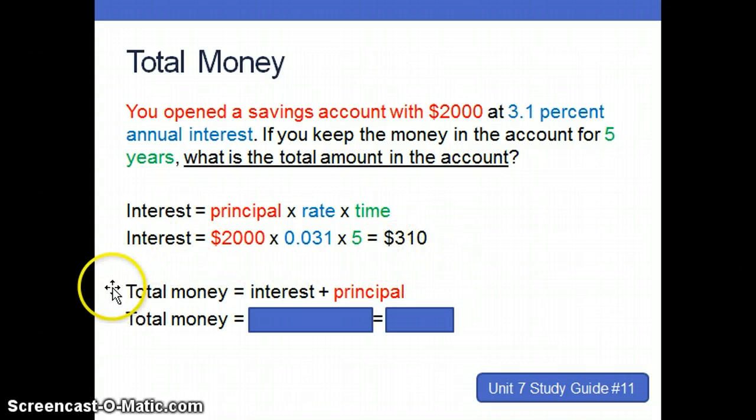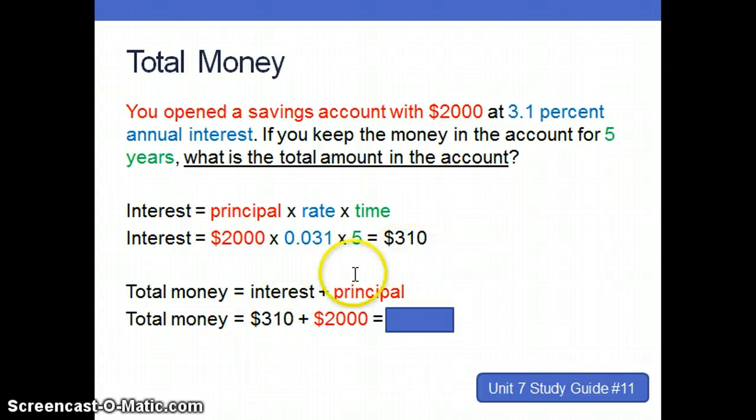And then your second step, you found your total money. You took your interest from the first step, $310, added it to the money that you started with, your principal, which was $2,000, and you should have as your answer $2,310. Again, this is from the study guide number 11.